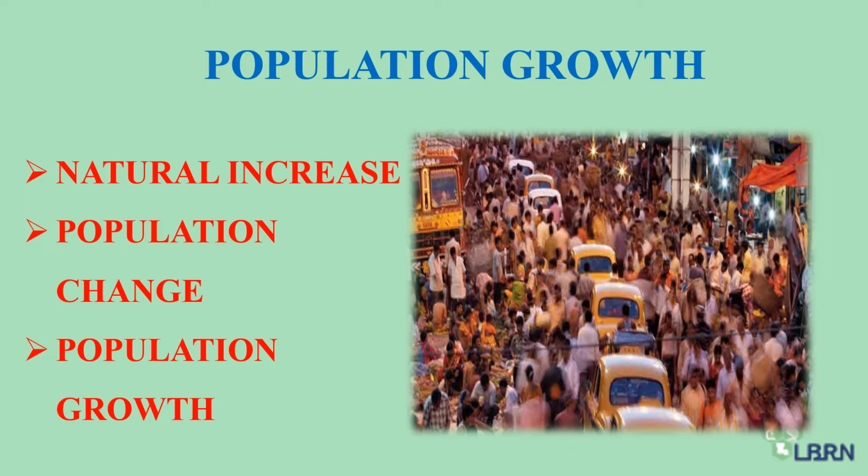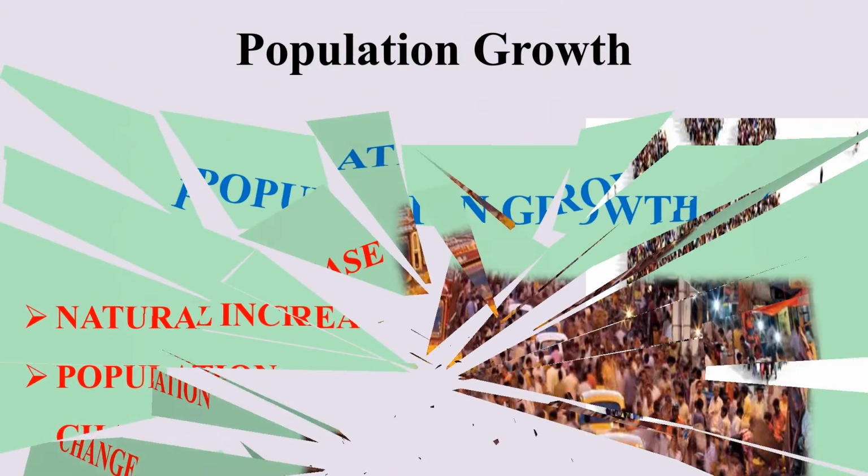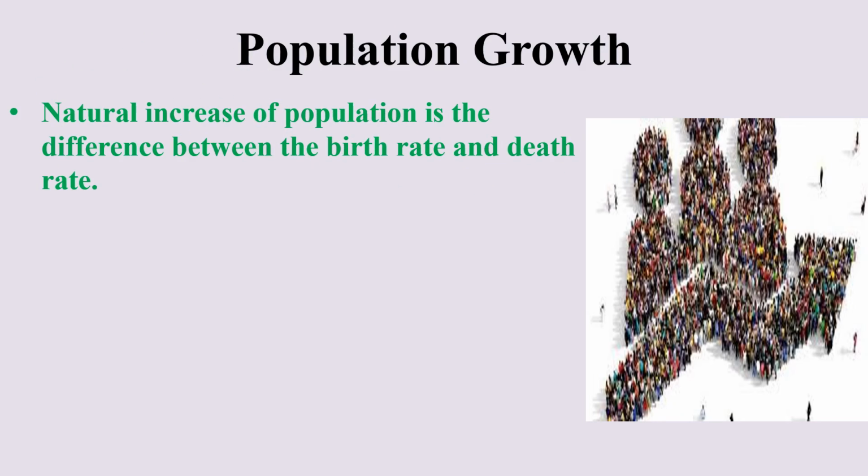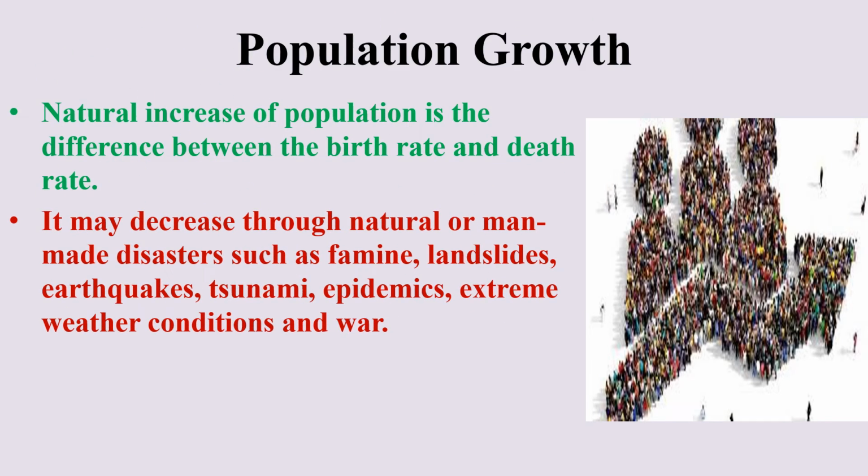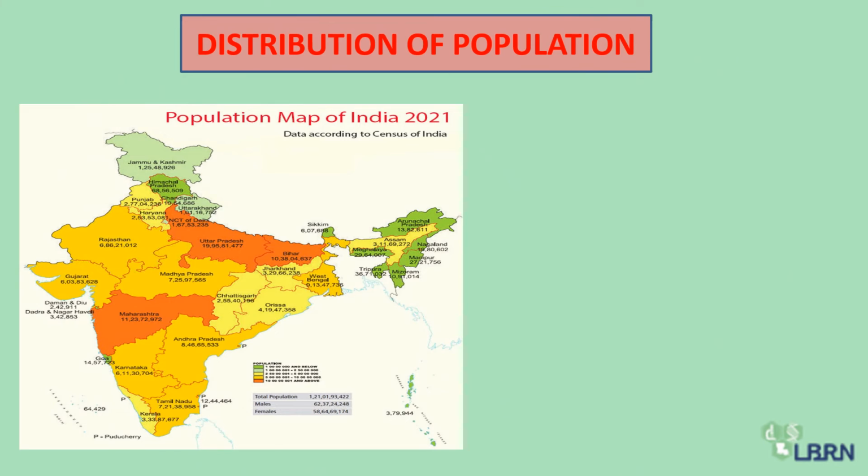And the last one is population growth. It refers to an increase in the number of people who reside in a particular area during a particular period. Next, distribution of population. See the map of India. The population distribution refers to the way in which people are spread out across the earth's surface. But the world population is not uniformly distributed.